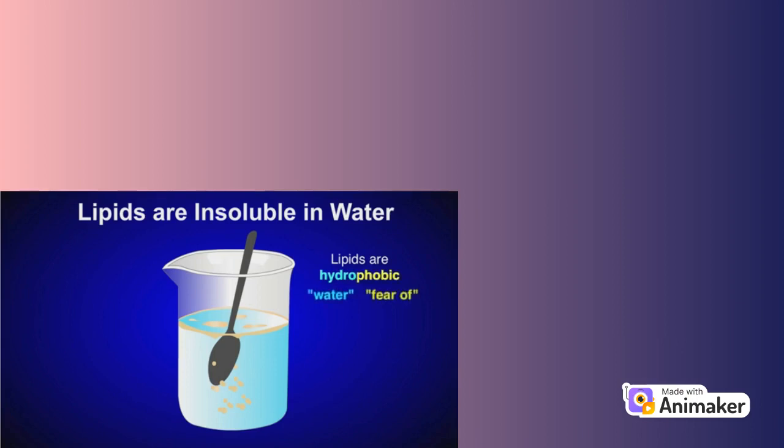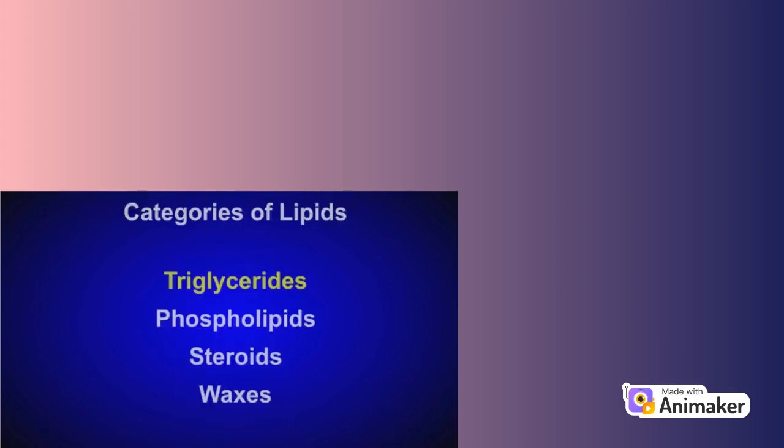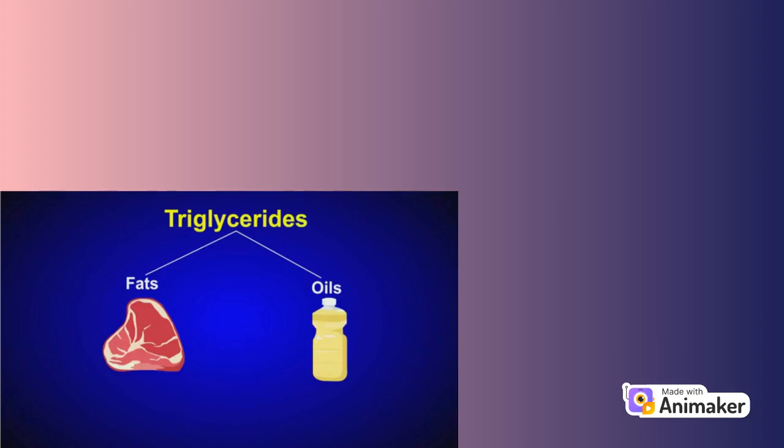For example, notice the yellow-colored oil in the beaker of water shown here. Even if we stirred this several times or even for several hours, the oil would still separate out from the water. This is because lipids are hydrophobic. From Latin, the prefix hydro means water and phobic means fear of. So when you hear that lipids are hydrophobic, this basically means that water and lipids do not mix.